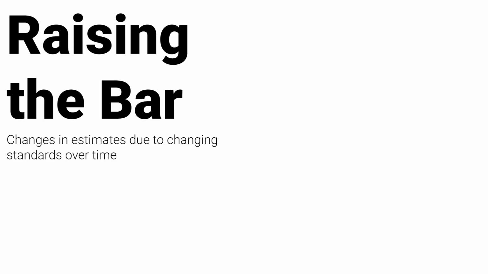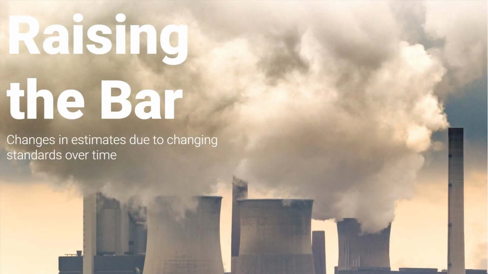The final measurement problem I'll discuss is that of raising the bar. This describes having changes in estimates due to changing standards over time. Joel Best describes this in relation to clean air and how air quality has become worse, not solely because of more pollution, but also because of our changing standard on what air quality we find acceptable. A similar example of how changes in measurement standards can lead to misinterpretations can be seen in the following statistical report.